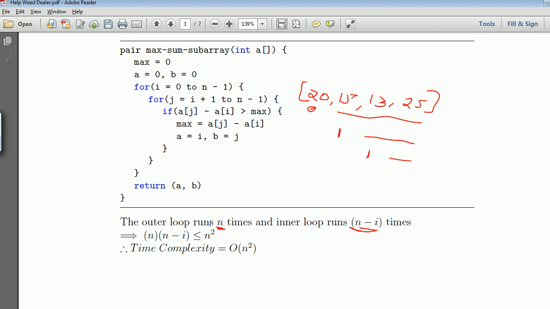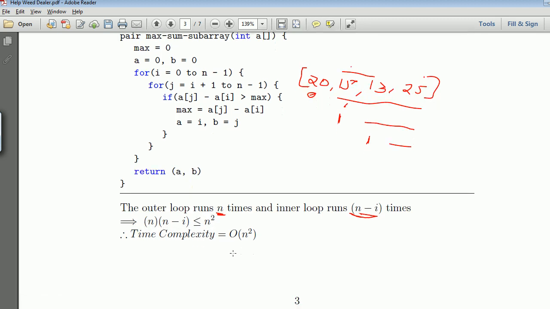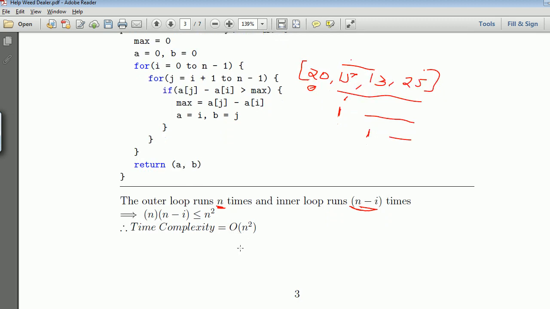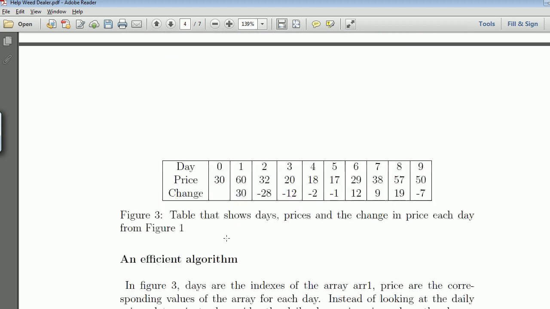So the outer loop will run n times for each of these values, but the inner loop will run n minus i times, because it should only run on the remaining values of the array, like these values. Okay, so the time complexity of this brute force solution is big O of n square, since n into n minus i will be less than n square. But we can solve this problem even more efficiently.